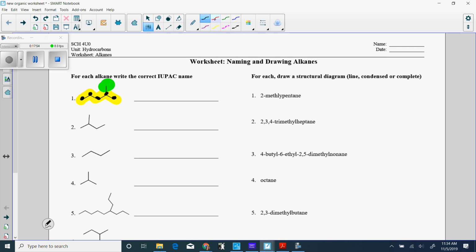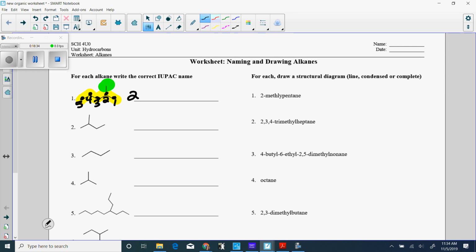Step 3 is to count forward and count backward, but make the smallest number for substituents. Why? Because somebody made that rule, but we're going to follow it because we have to. Going forward is 1, 2, 3, 4, 5. Going backward is 1, 2, 3, 4, 5. 2 is smaller than 4, so we're counting backward this time. I physically write the numbers because that's going to help me when I do the longest chain and all of that anyways.